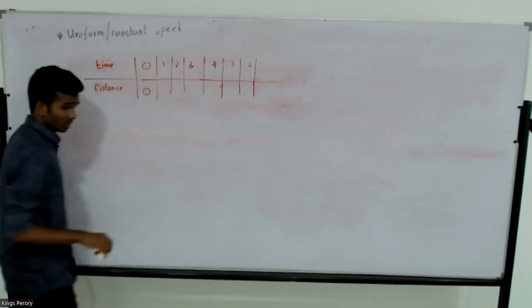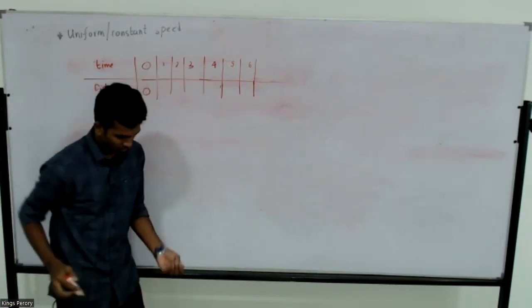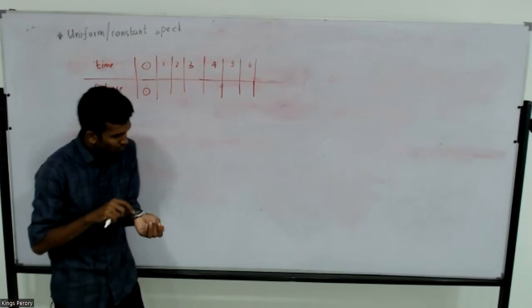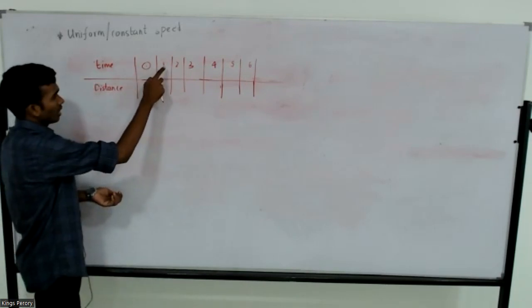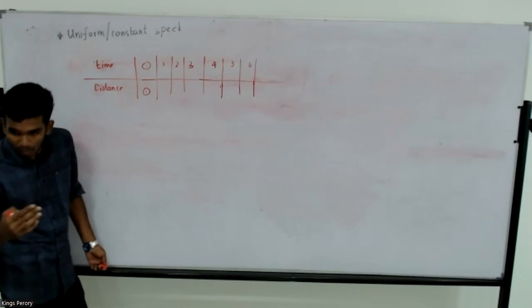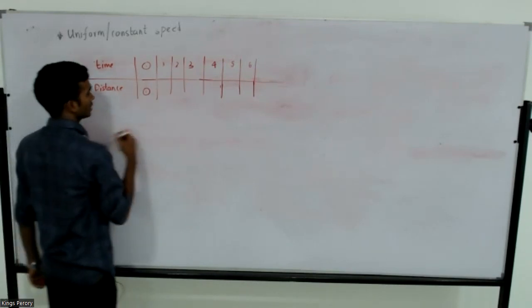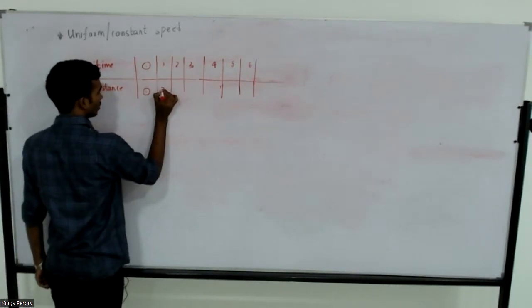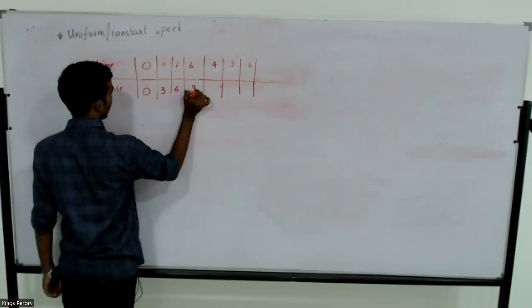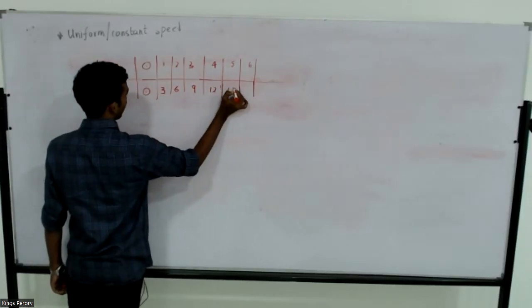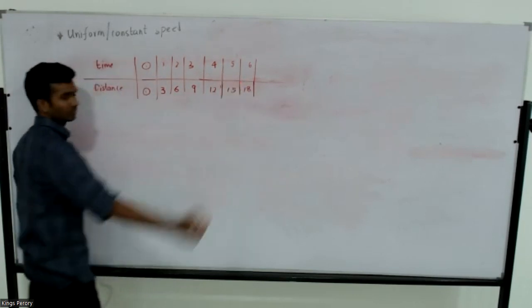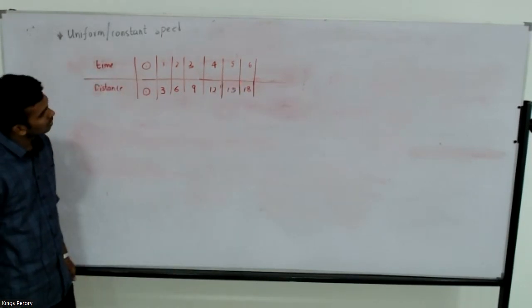Now what I'm going to do, I'm going to give the object a motion, start the stopwatch. When the stopwatch starts running, 0 to 1, 1 to 2, 3 to 4, I'm going to calculate the distance. Initially 0, then let's take it goes 3 meters, 6 meters, 9 meters, 12, 15, 18. This is how it moves.